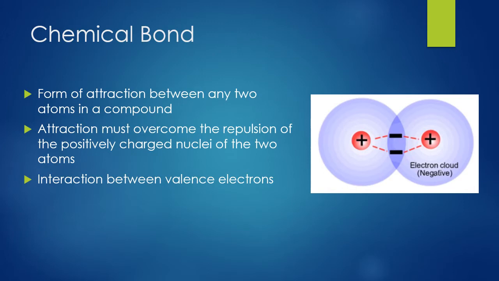In Chapter 2, we focused a lot on valence electrons. Valence electrons were the electrons in the outermost shell of an atom. These are the electrons that are available for bonding. A chemical bond, by definition, is an interaction between these valence electrons. This could be through transfer of electrons, or it could be through sharing, as shown in the picture here.